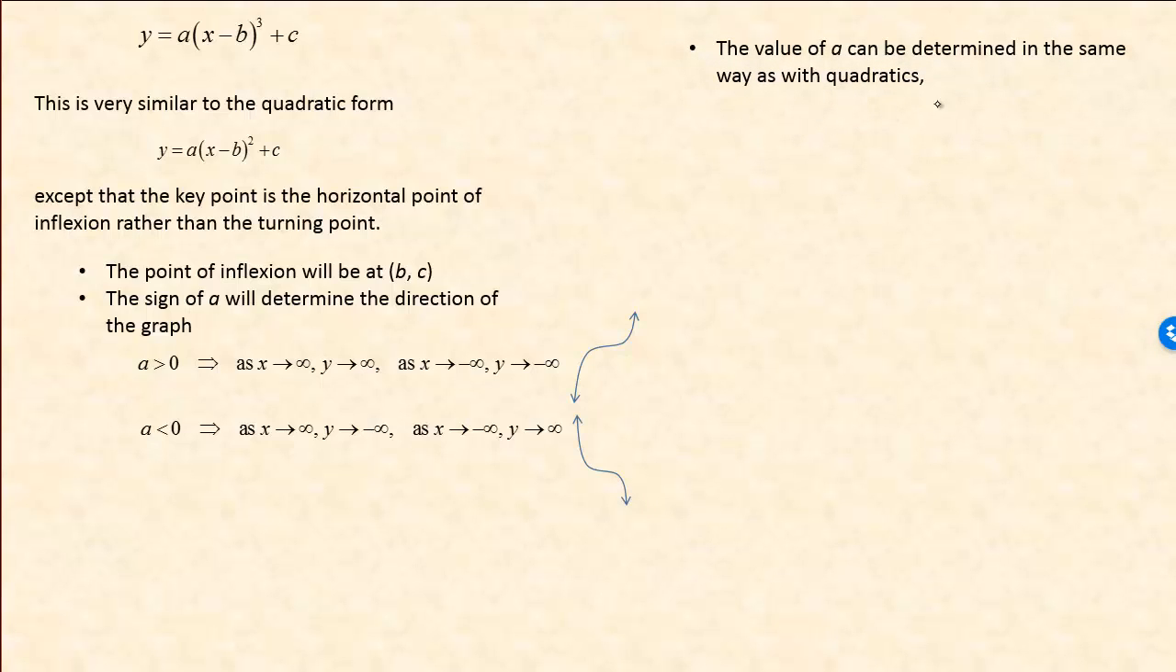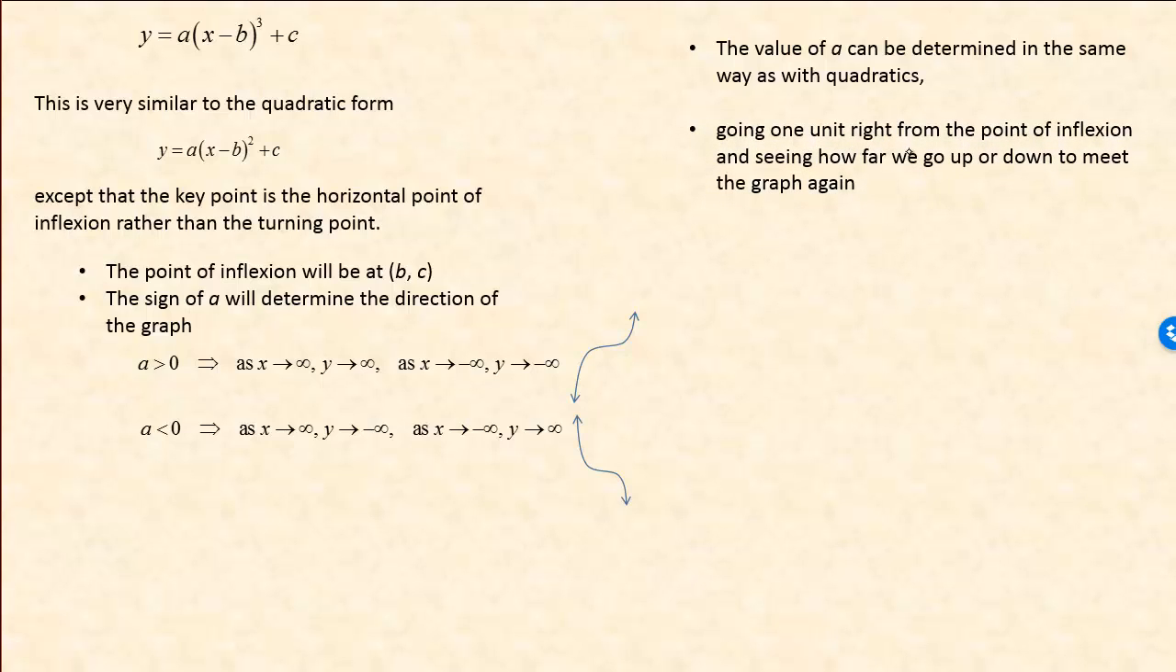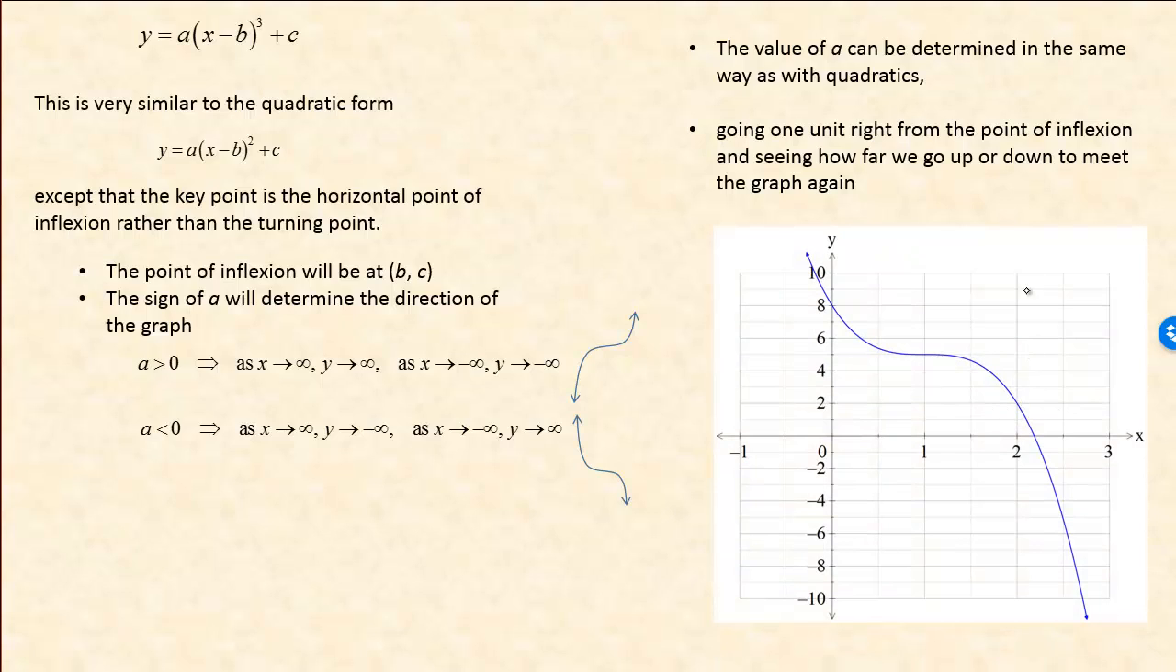The value of a can be determined in the same way as with quadratics, going one unit right from the point of inflection and seeing how far we go up or down to meet the graph again. So if we take an example here, first of all we can see the point of inflection is at (1, 5). Then if we go one unit to the right from there, we have to go 3 down again in order to meet the curve. And that tells me that a is negative 3.